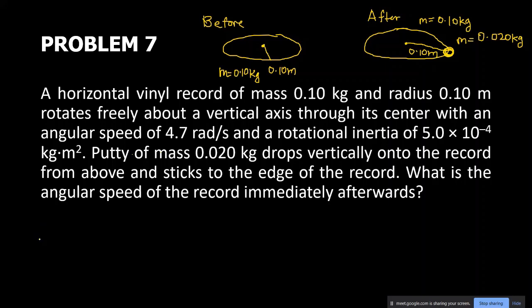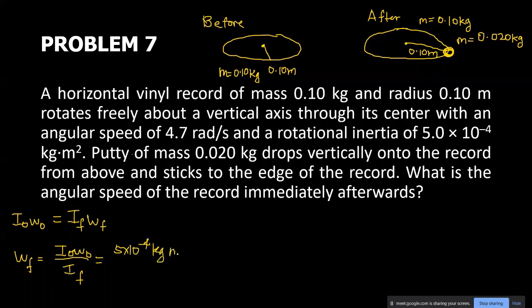You will use conservation of angular momentum. That is equal to I0 w0 equals If wf, or omega, but I used to call this w. So we are looking for wf. Your wf is I0 w0 over If. So that is equal to I0, that is 5 times 10 raised to negative 4 kilogram meter squared. Your initial speed is 4.7 radians per second.